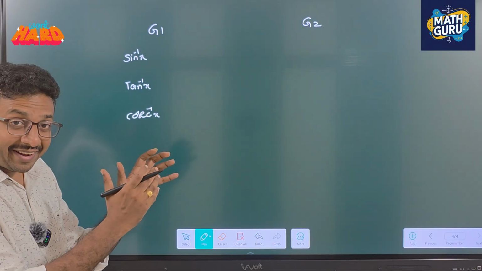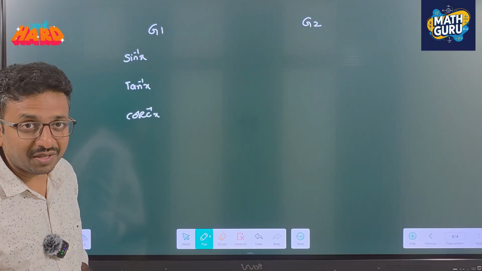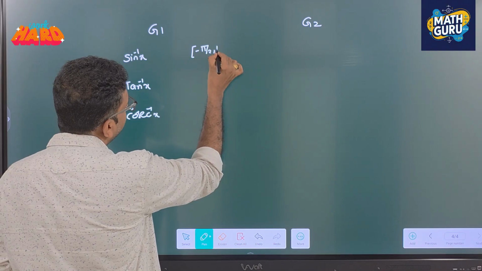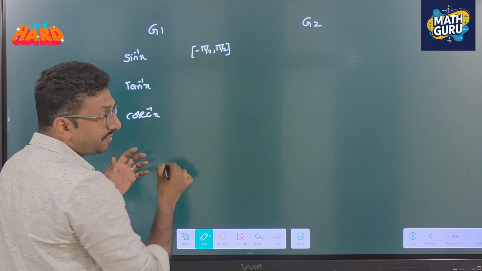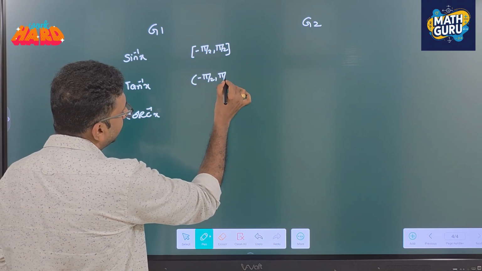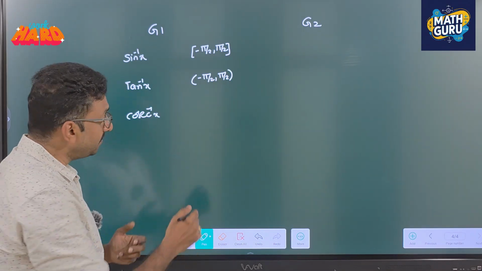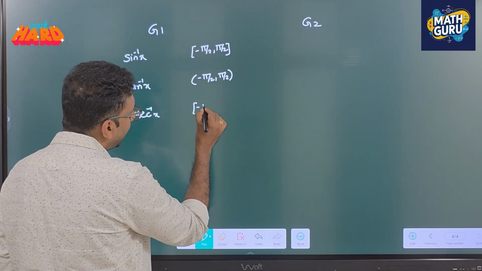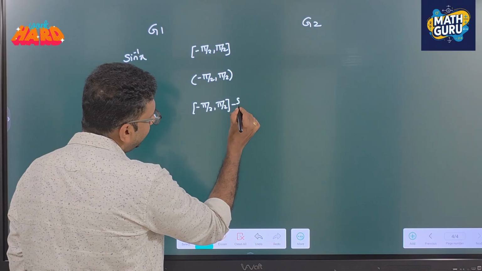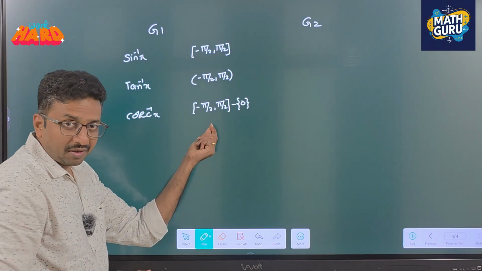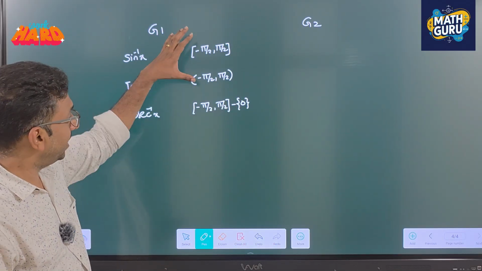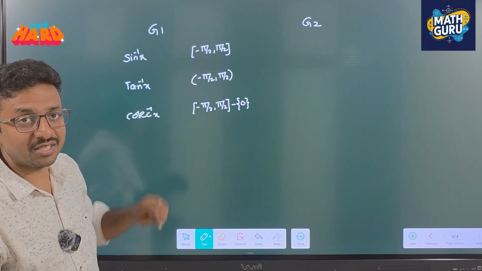But not all are exactly the same. There is a minor difference between the ranges. For sine inverse x, the range is minus pi by 2 to pi by 2 closed. For tan inverse x, the range is minus pi by 2 to pi by 2 open. And for cosecant inverse x, the range is closed minus pi by 2 to pi by 2, except the number in between them. Between minus pi by 2 and pi by 2, what is the middle number? 0. So you can remember the ranges in this way.